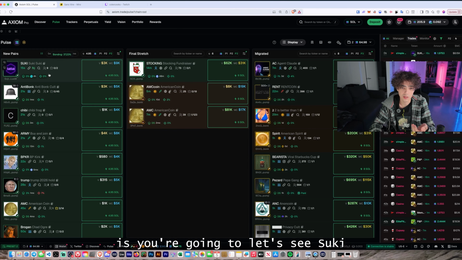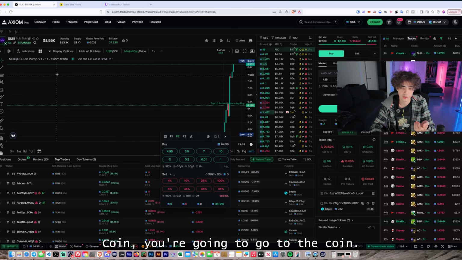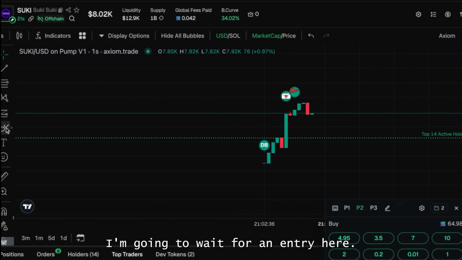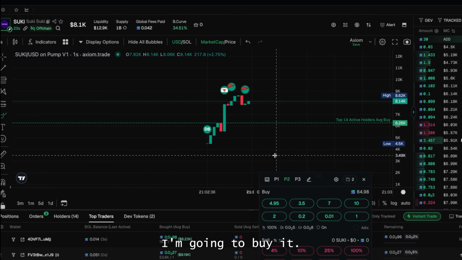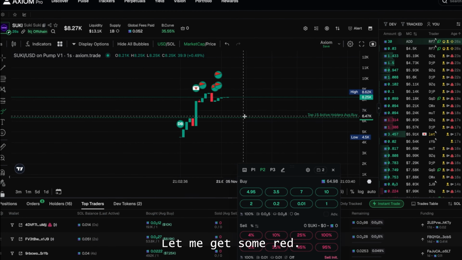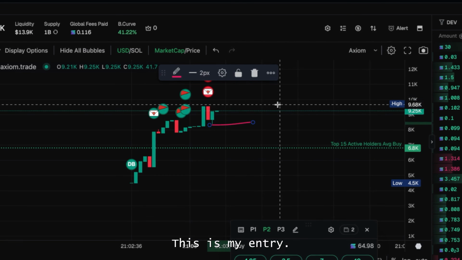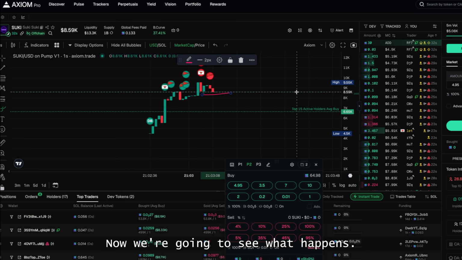So what you're gonna do is, let's see, Suki coin, you're gonna go to the coin. You see I have 2 wallets I just bought. I'm gonna wait for an entry here. I'm gonna click this little paintbrush. I'm gonna say, you know what? I'm gonna buy it. Let's see. Let me get some red. Oh no, it's going higher. Shit. Okay, this is my entry. Bang. I'm in. Okay, that was my buy. Now we're gonna see what happens.